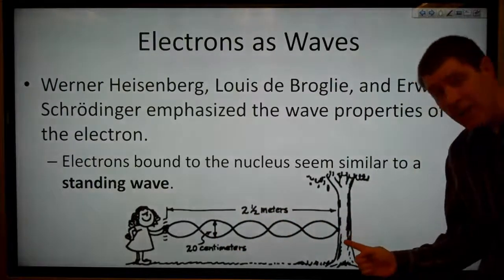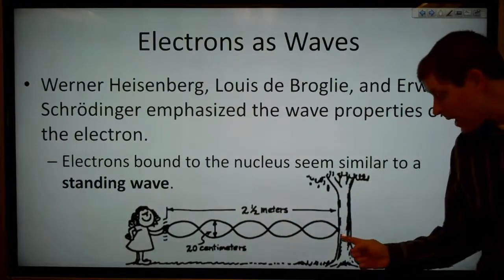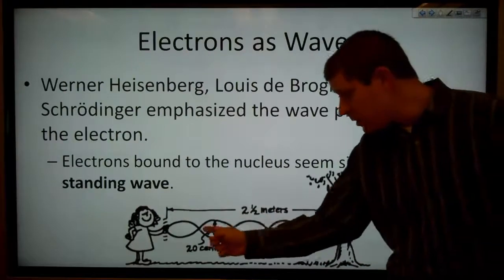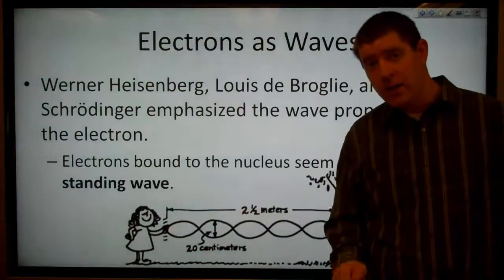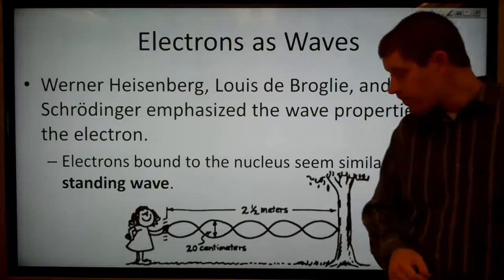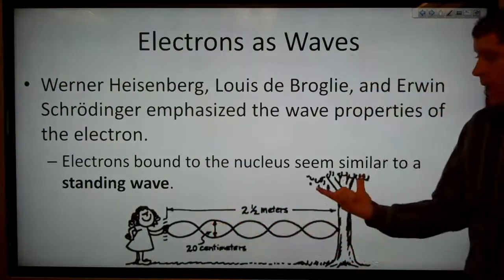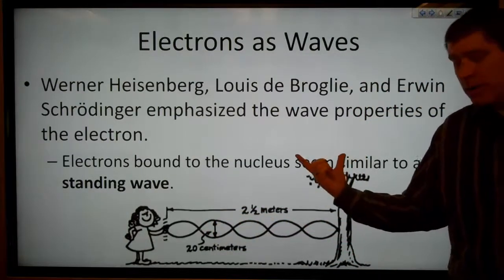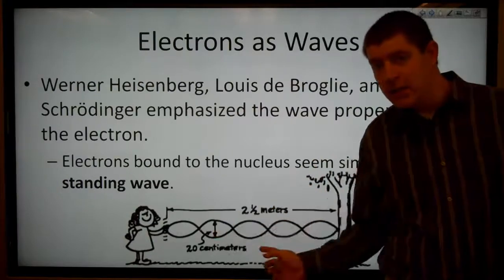So at this end, on the tree, well, that end isn't moving. And then there are other nodes in between. The end near her hand, that end is moving because she's moving it. But there are other nodes in between. So electrons bound to the nucleus seem to display things like this.